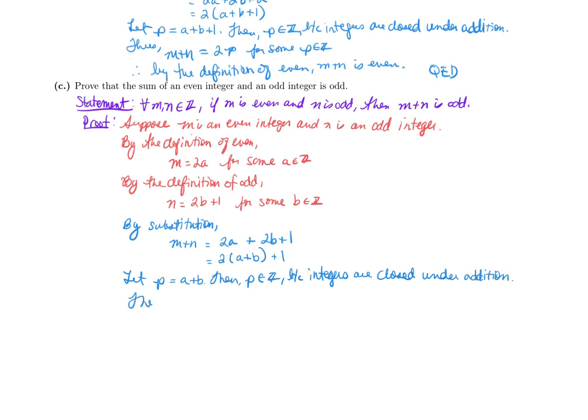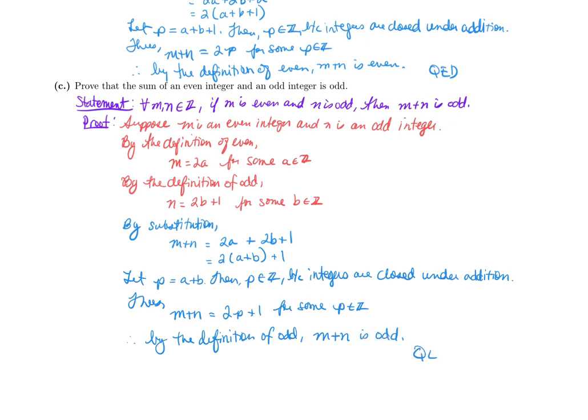So thus, m plus n, if we carry on our simplification, is now 2p plus 1 for some p in the set of all integers. So therefore, by the definition of odd, which is 2 times an integer plus 1, m plus n is odd. And it has been shown. And again, you can use an empty or a filled square if you would like to do that instead.